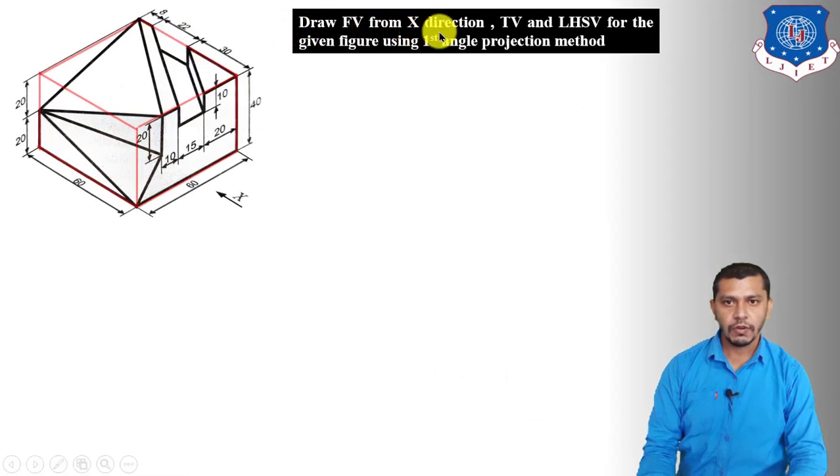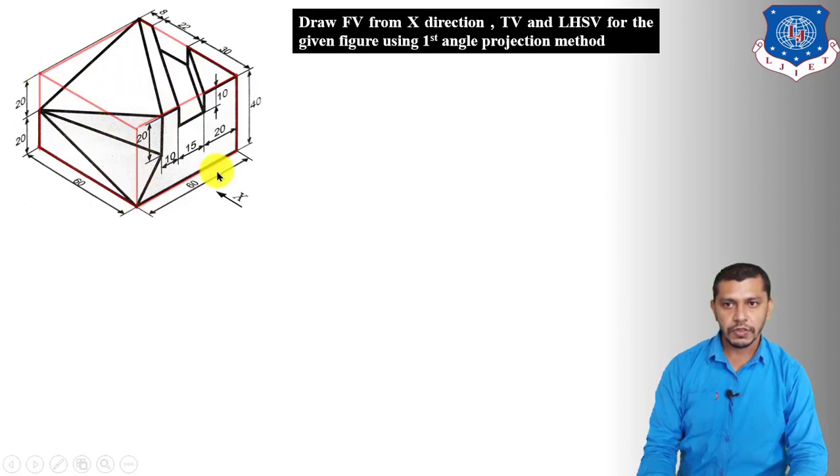Draw front view from x direction, top view and left hand side view for the given figure using the first angle projection method. So again we are going to use the first angle projection method. Observing this object from the x direction, that means we will take the front view from the x direction. Thereafter we have to draw the corresponding left hand side view and the top view of the object. So again, first and basic thing is we have to find out the length, width and height of the object. And for that we have to assume that the object is casted from the cuboid.